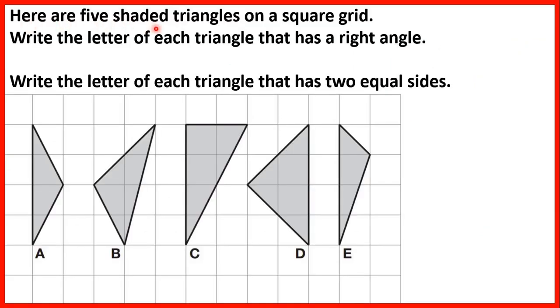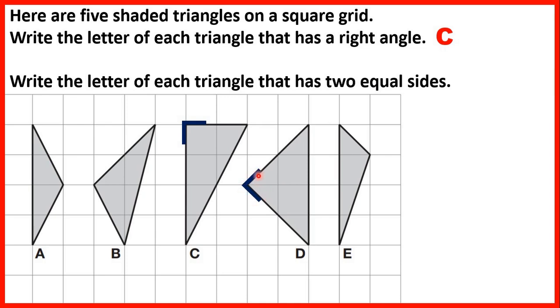Here are 5 shaded triangles on a square grid. Write the letter of each triangle that has a right angle. So remember, a right angle is like the corner of a piece of paper or the corner of this screen. So we have a right angle here because that's the same size as the corner of a piece of paper, so we can write C, but we also have a right angle here.